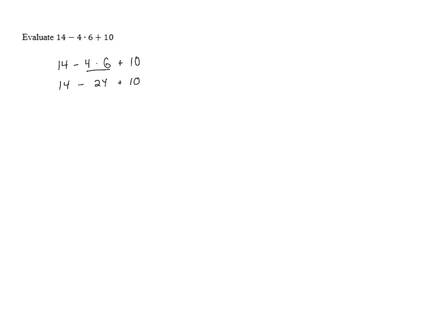Now we're left with a subtraction and an addition, and order of operations tells us to do all additions and subtractions from left to right. What that means is we're going to do the subtraction first and the addition second, because going from left to right, the subtraction happens first.